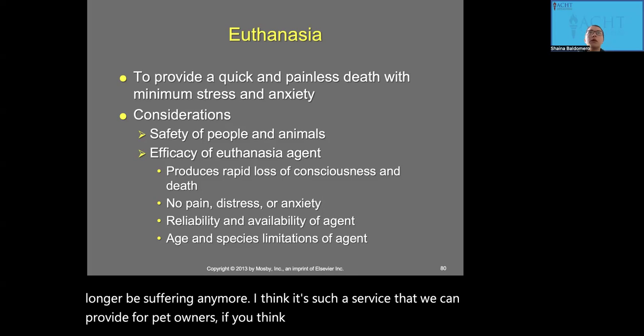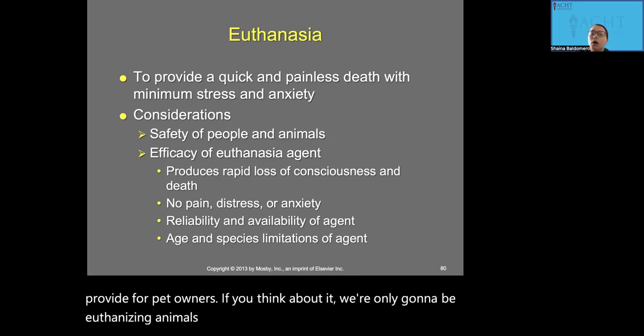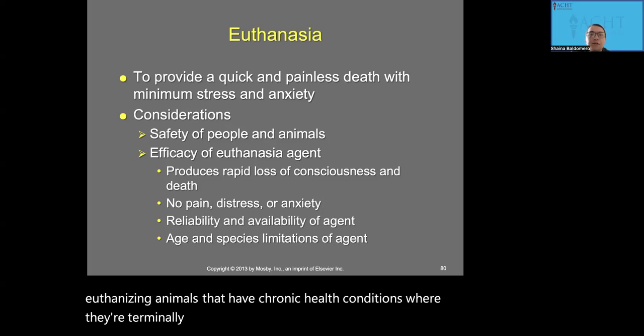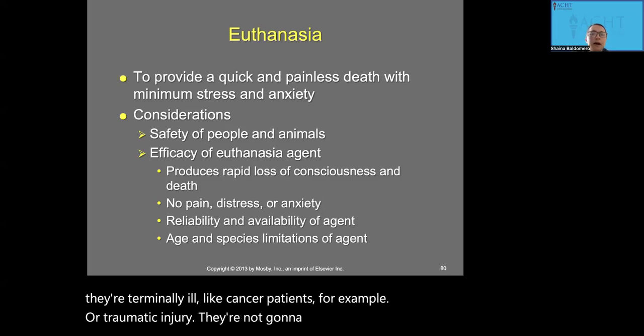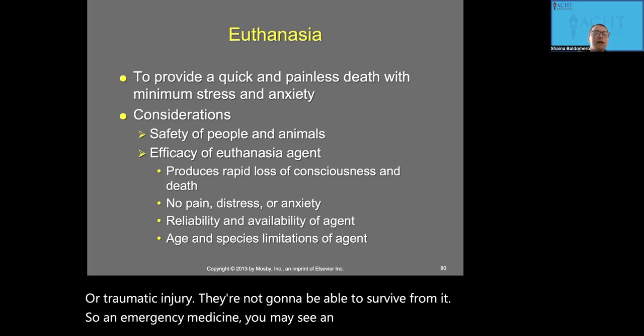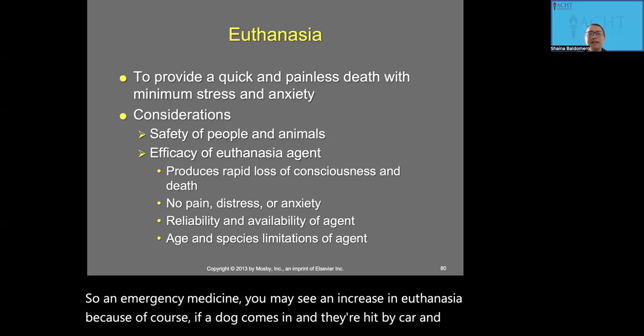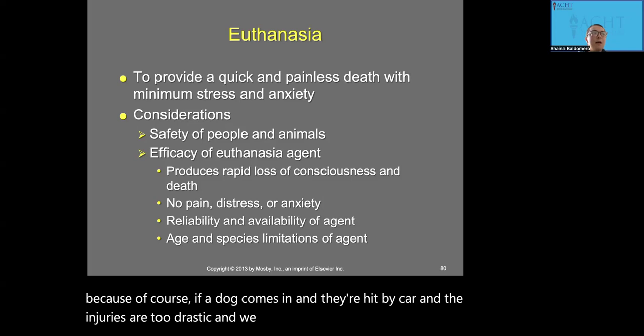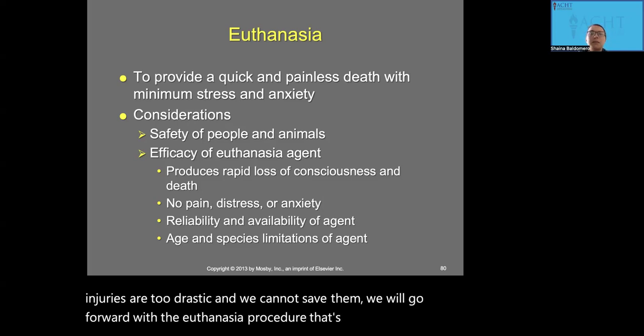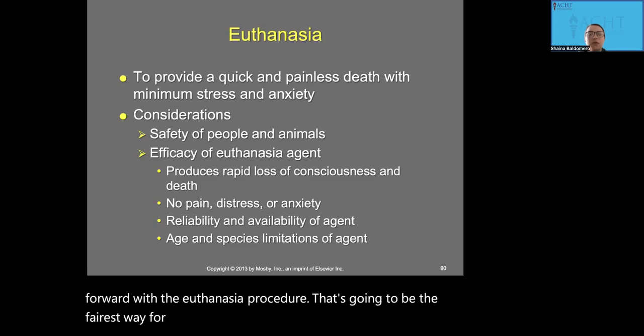If you think about it, we're only going to be euthanizing animals that have chronic health conditions where they're terminally ill, like cancer patients, for example, or traumatic injury. They're not going to be able to survive from it. So in emergency medicine, you may see an increase in euthanasia because, of course, if a dog comes in and they're hit by a car and the injuries are too drastic and we cannot save them, we will go forward with the euthanasia procedure. That's going to be the fairest way for that animal to cross that rainbow bridge, right?